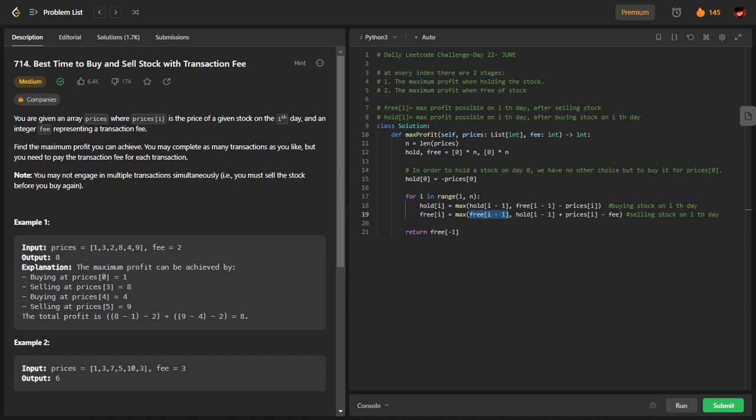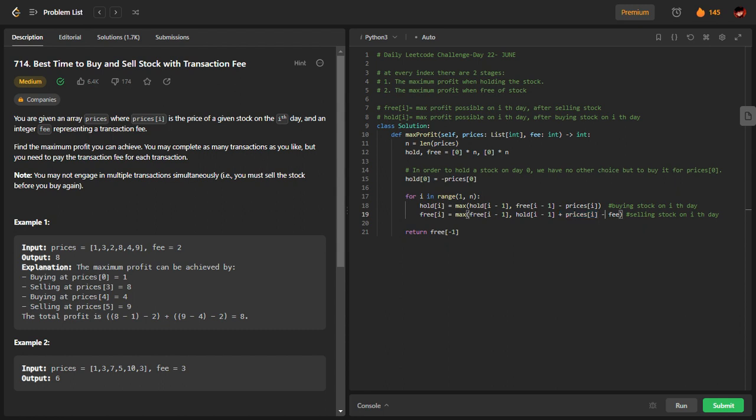The other situation is that I am going to free the stock. For freeing a stock, you should hold the stock first. So I'm going to take the profit that we had in the I-1 stage of the hold array. Then when we are selling the stock, that is here where we sold the stock, we are having plus 8. So that's what I'm doing here: I'm adding plus prices of I, and obviously when this is freeing a stock, this means selling a stock.